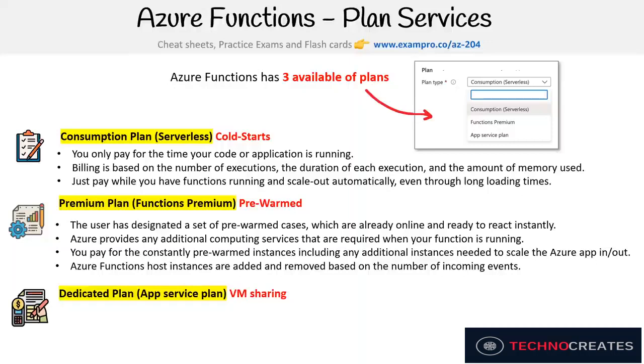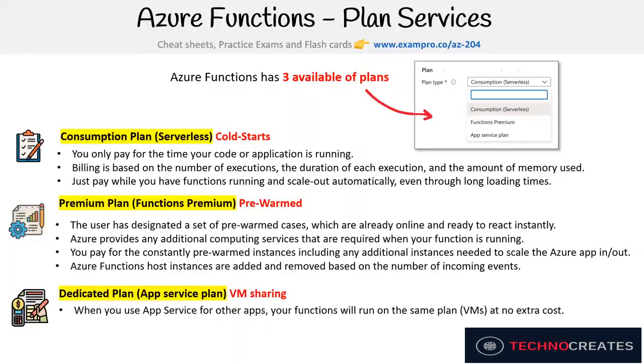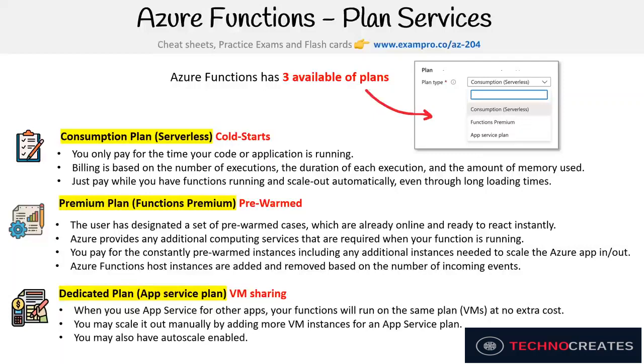This is with app service plan, and this is where we're doing VM sharing. And this one is extremely unique. You do not see this in any other cloud provider, but this is where when you use app service for other apps, your functions will run on the same plan, virtual machine, at no extra cost. You may scale it out manually by adding more virtual machine instances for an app service plan. You may also have auto scale enabled, optional when you have existing underutilized virtual machines, which also operate other instances of the app service.